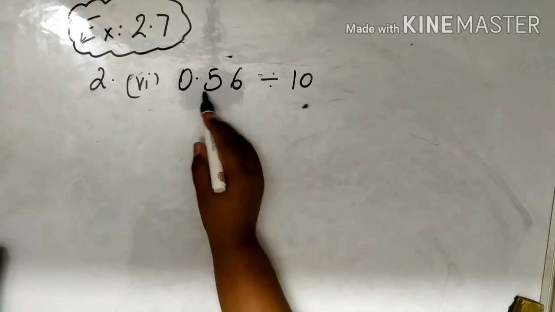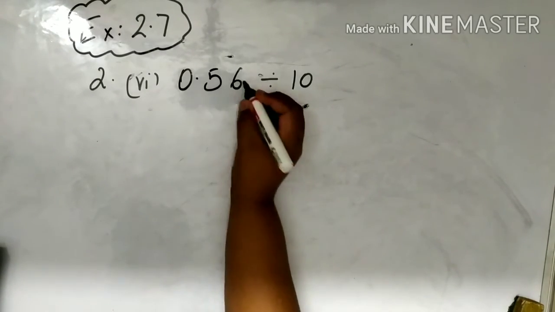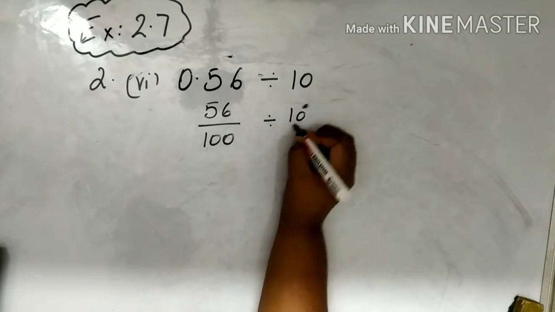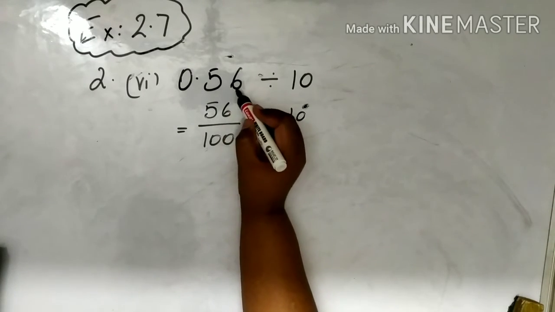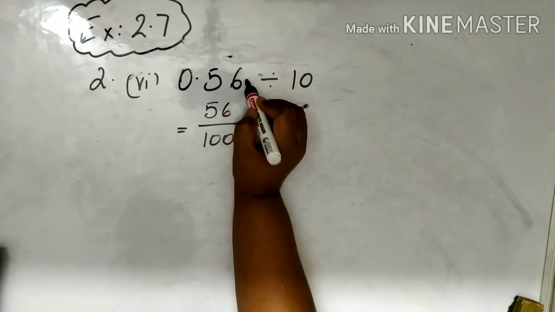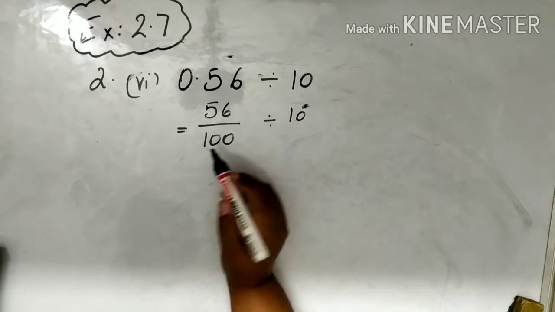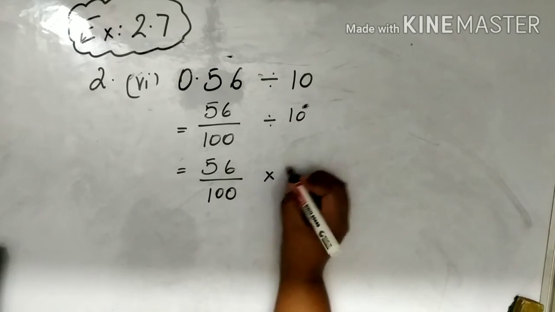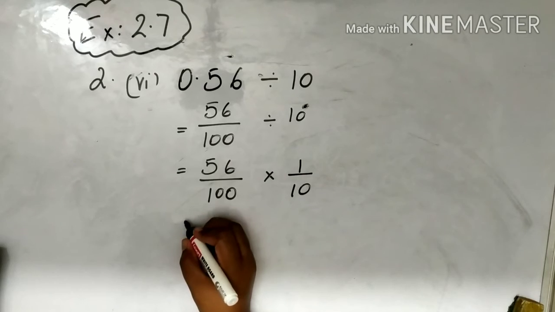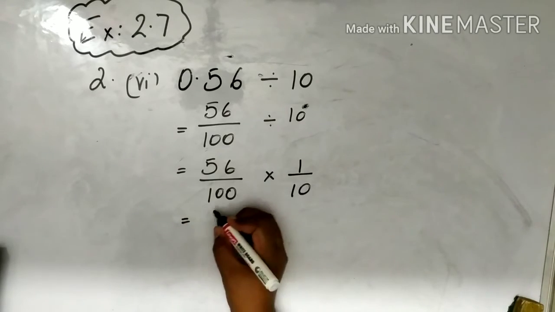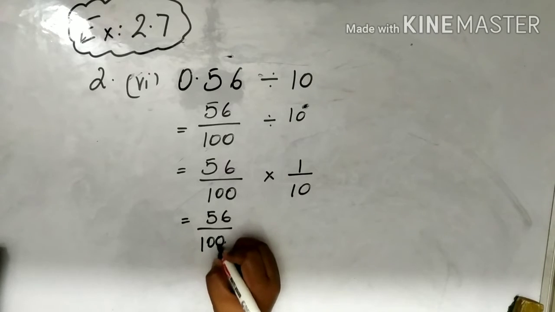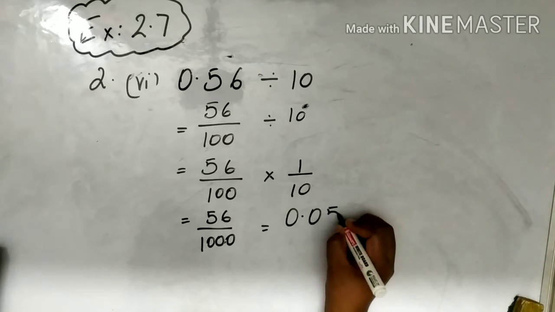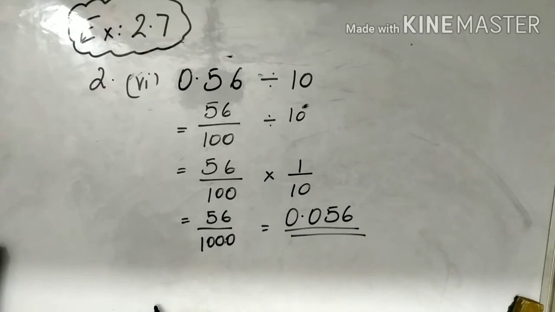In this question we have 0.56 divided by 10. Now this can be written as 56 divided by 100 divided by 10, because there are 2 places after the decimal, so the decimal will move 2 times. Next will be 56 divided by 100 into 1 by 10. Normal multiplication. So we'll get the answer as 56 divided by 1000, and the point will move 3 times. So the answer will be 0.056.